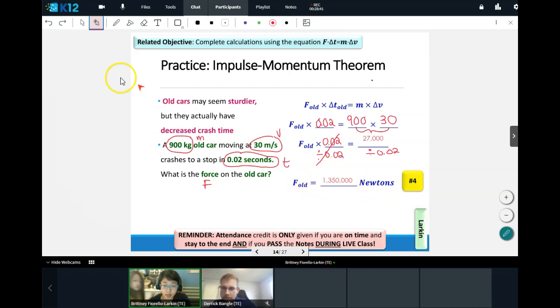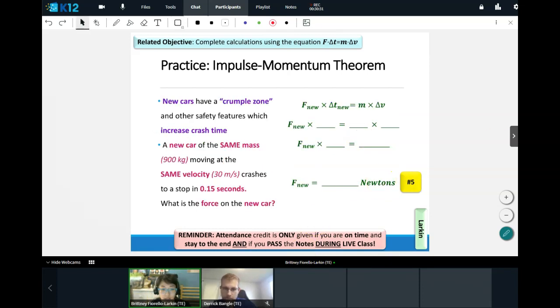So this is the answer to number 4. In the first box, please put the number. In the second box, please put newtons. Make sure you actually spell out newtons. You need to include the entire word, all right? So here's our first box. Here's our second box. This is number 4. You have 30 seconds to get that done.